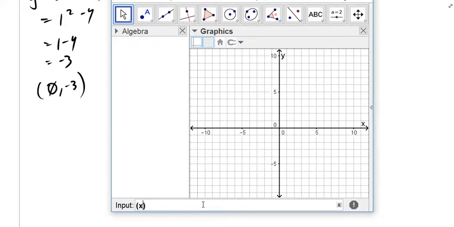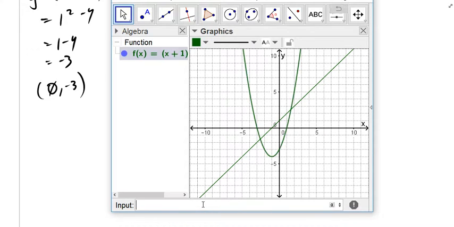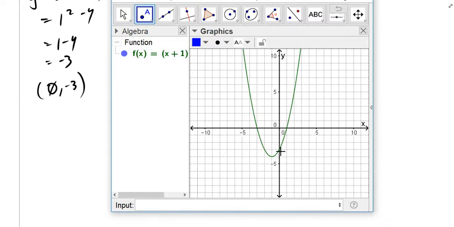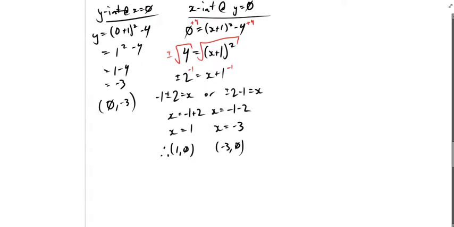So let's take a look at this one. It was x plus 1, all squared minus 4. So there you go. I've got a y-intercept at 0, negative 3, and 2 x-intercepts, one at 1, 0, and one at negative 3, 0. The graph matches, and it should. It better. Otherwise, something's wrong. That's what I mean about math always working. Everything always fits.